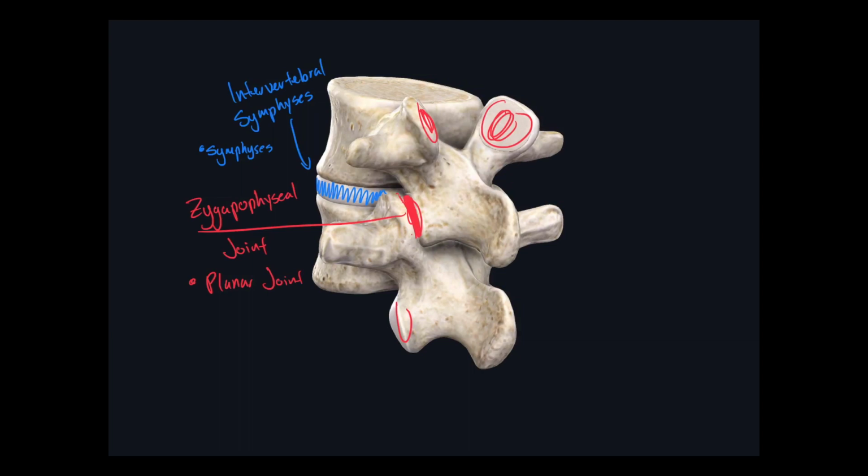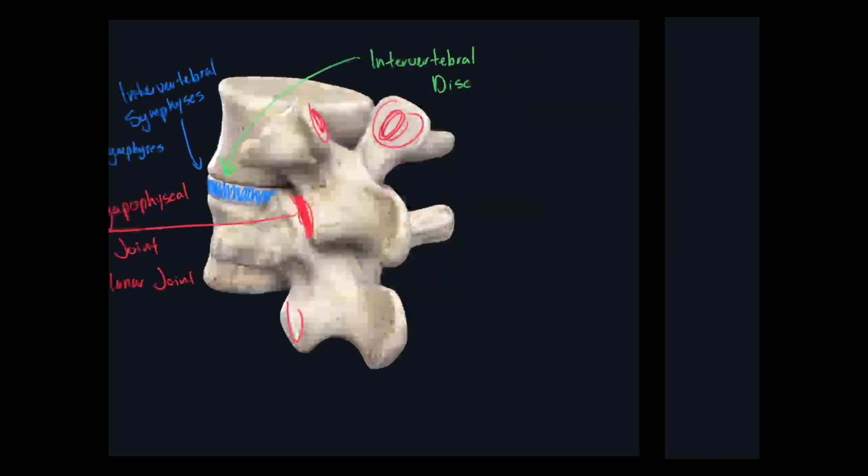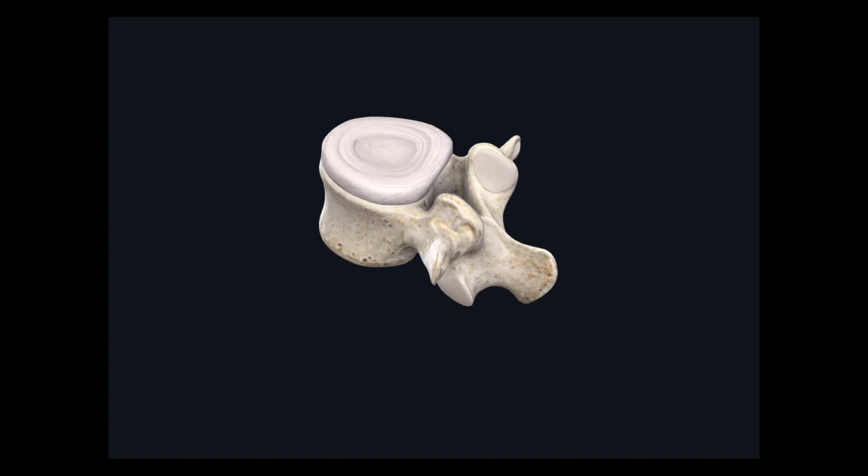Now, the disc that makes the intervertebral symphysis is called an intervertebral disc. So this joint component right here that makes up the intervertebral symphysis, that joint component, again, is called an intervertebral disc. And the intervertebral disc is made up of 2 different parts. Right here we can see the intervertebral disc without the vertebral body above it. So again, this is the intervertebral disc. However, it's made up of 2 parts.